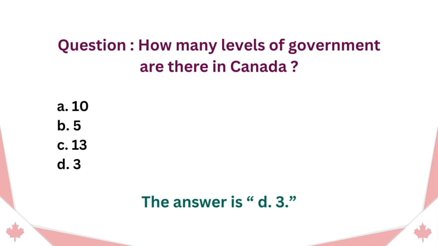Question. How many levels of government are there in Canada? A, 10. B, 5. C, 13. D, 3. The answer is D, 3.